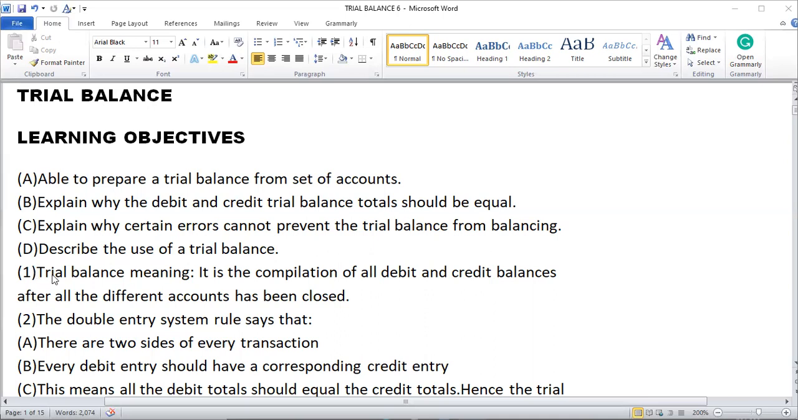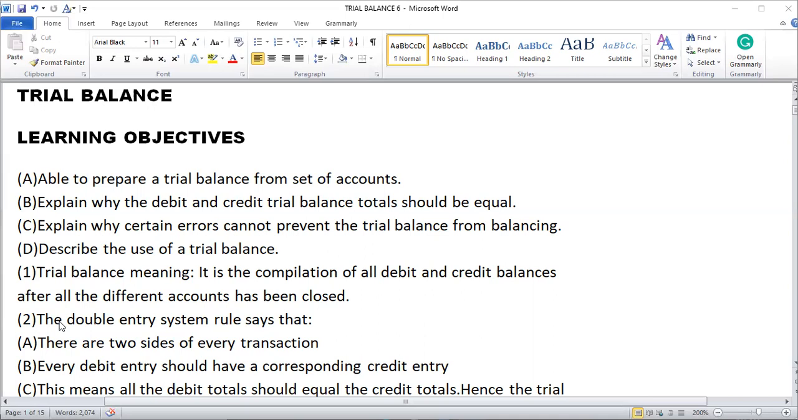1, the meaning of trial balance. Trial balance is the compilation of all debit and credit balances after all the different accounts have been closed. So in accounting, when you prepare the ledger, you use transactions to prepare the ledger, and after preparing the ledger, you have to close the accounts. Then after closing the accounts, the balances that remain in the ledger are what you use to prepare the trial balance.